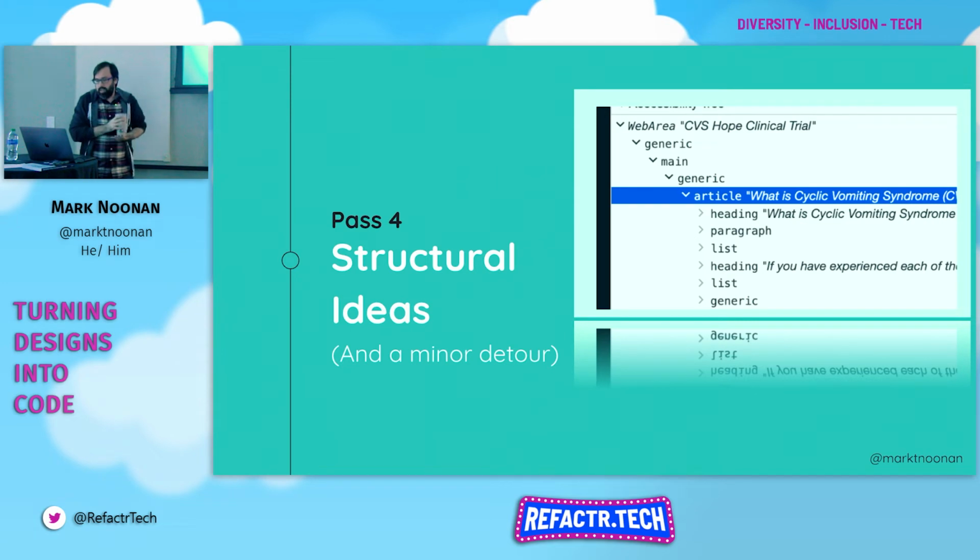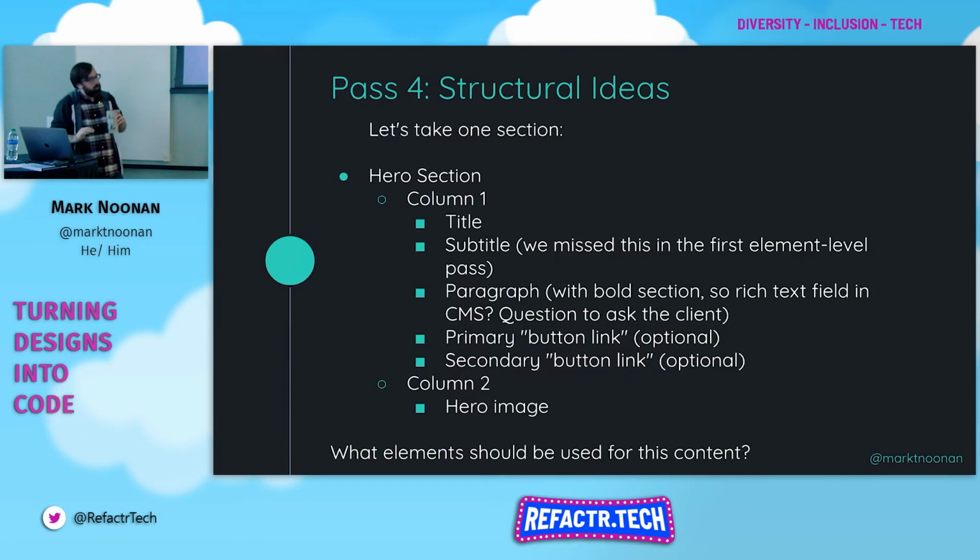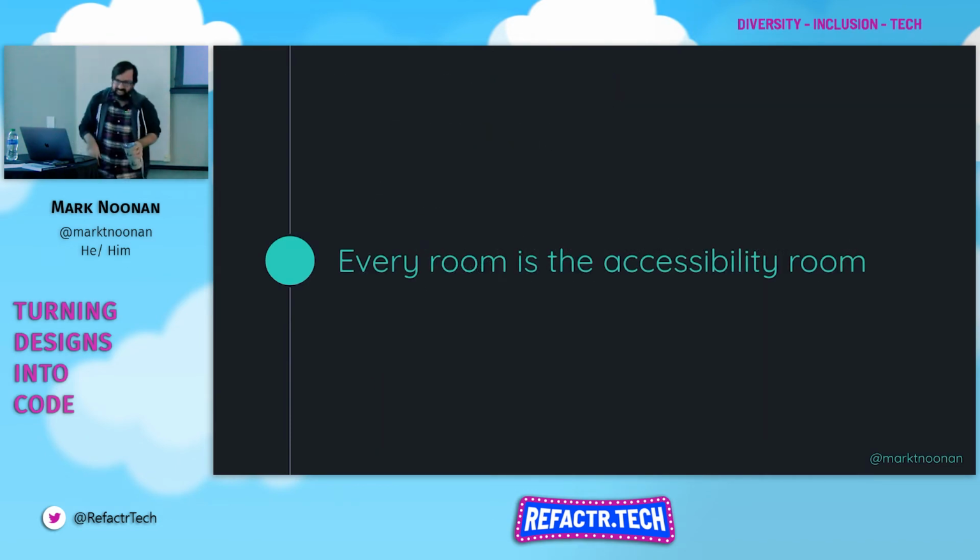Then there are structural ideas, and a minor detour into accessibility, which I know this is not the accessibility room, but I timed that so wrong. There we go. I was like, yeah, this is the point. Everywhere we're talking about front-end development is the accessibility room. Everywhere we're talking about our products and designs is the accessibility room, because disabled people are everywhere, and it's not just something you can tack on at the end.